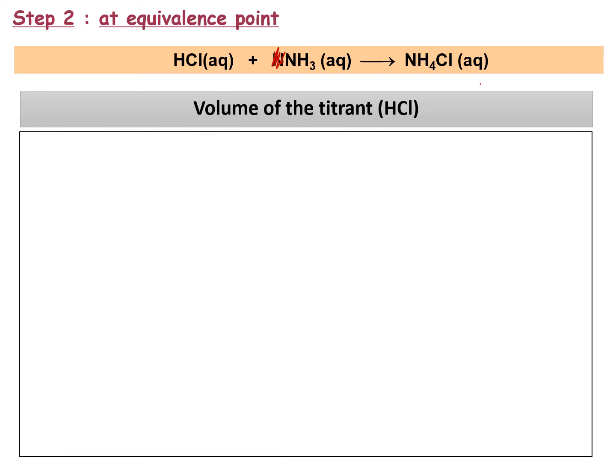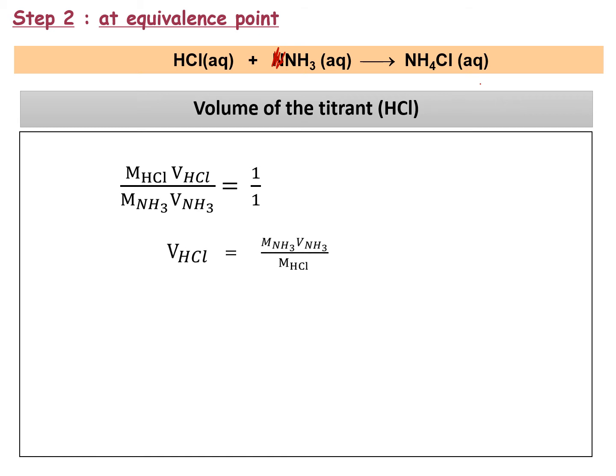So we use MAVA over MBVB equals to A over B. Okay, saya terus substitute. Awak pun sama akan terus substitute. A, HCl, B, NH3. So from here, kita akan dapat volume of HCl at equivalence point adalah 25 ml. Okay, kemudian kita akan proceed with the pH of the solution.